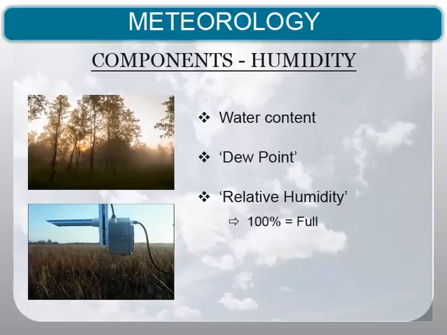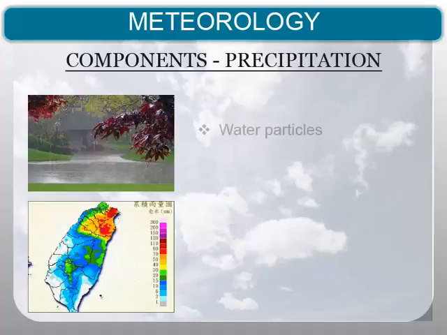When the air contains all the water vapor it can hold at its temperature, the relative humidity is 100%. A relative humidity of 50% indicates that the air contains half of the water vapor it can hold at its temperature. Water particles form in the atmosphere and fall.